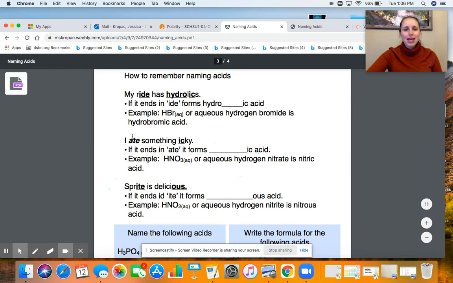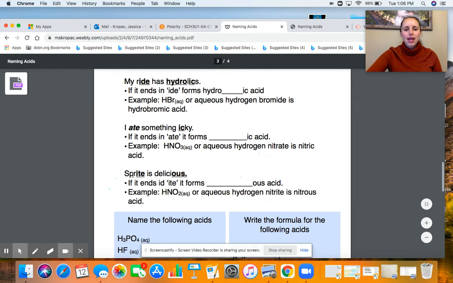So anything that ends in "ate" is going to have the "ic" acid root. So for example, aqueous hydrogen nitrate, it ends in "ate." I ate something icky, nitric acid.